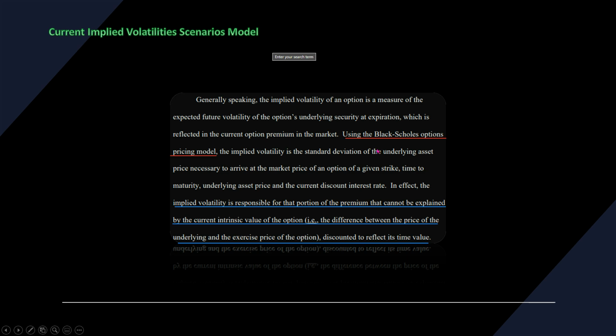Now, generally speaking, the implied volatility of an option is a measure of the expected future volatility of the option's underlying security at expiration, which is reflected in the current options premium in the market. Using the Black-Scholes options pricing model, the implied volatility is the standard deviation of the underlying asset price necessary to arrive at the market price of an option of a given strike, time to maturity, underlying asset price, and the current discount interest rate. In effect, the implied volatility is responsible for that portion of the premium that cannot be explained by the current intrinsic value of the option, i.e., the difference between the price of the underlying and the exercise price of the option, discounted to reflect its time value.